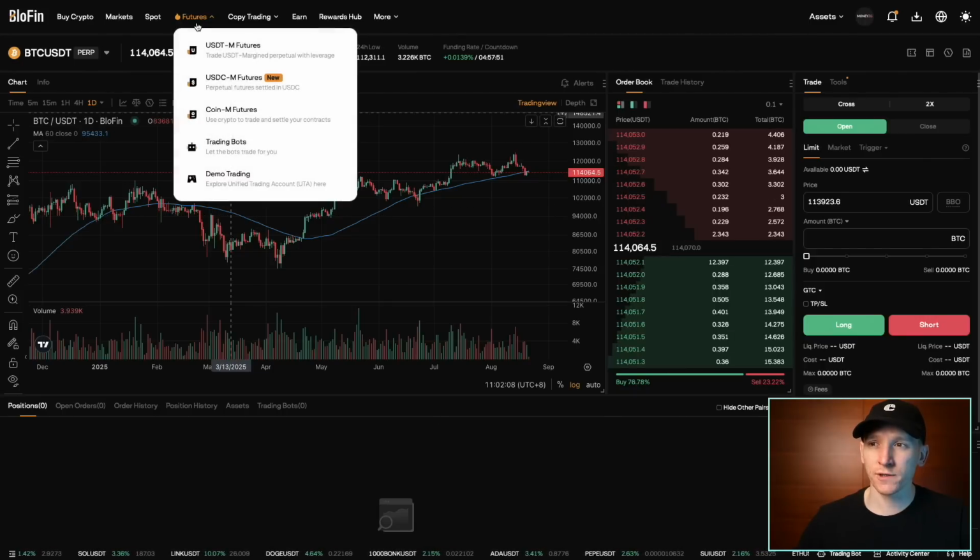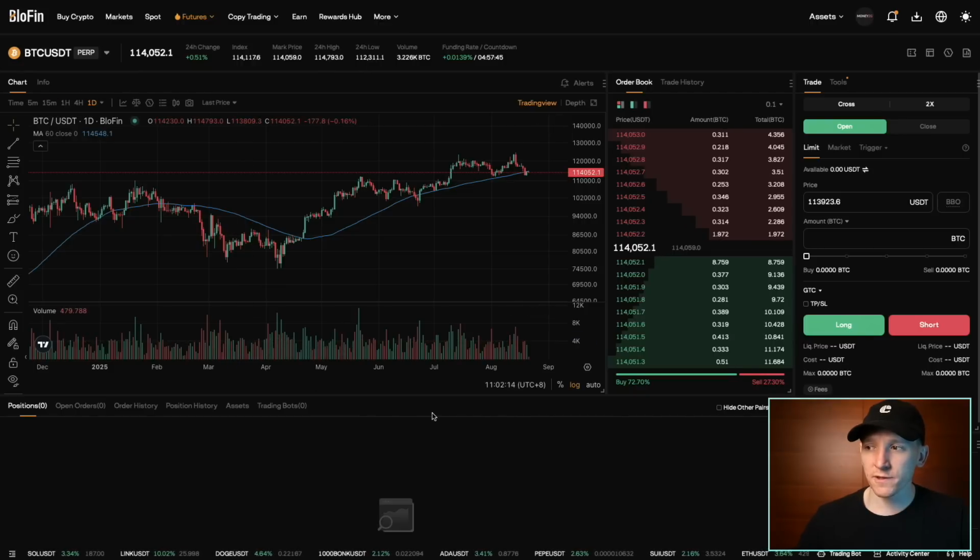So we want to go into futures and then we're going to look at USDT margin futures right now. So futures are different to spot trading. Spot trading, you just put some cash on the exchange, you buy your crypto, that's yours, you can withdraw it. Or you can keep it on the platform or do whatever you want, but that's your property.